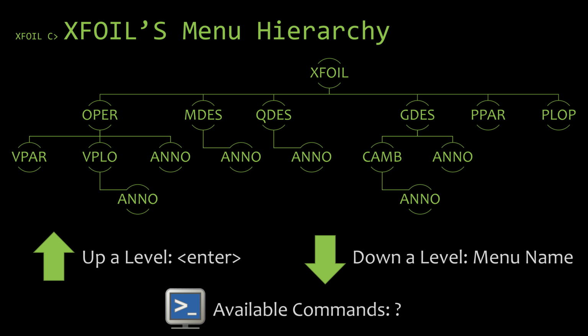And navigating is nothing more than going either up a level or down a level, right? So let's say I was performing the task where I was designing the geometry of the airfoil, right? I'm in the GDES menu, but I'm wanting to go over now and do some analysis. I want to go over to the operating menu. I would need to know how to go up from the GDES menu and then go down into the OPER menu. That's where I find the commands I need to perform the analysis, right?